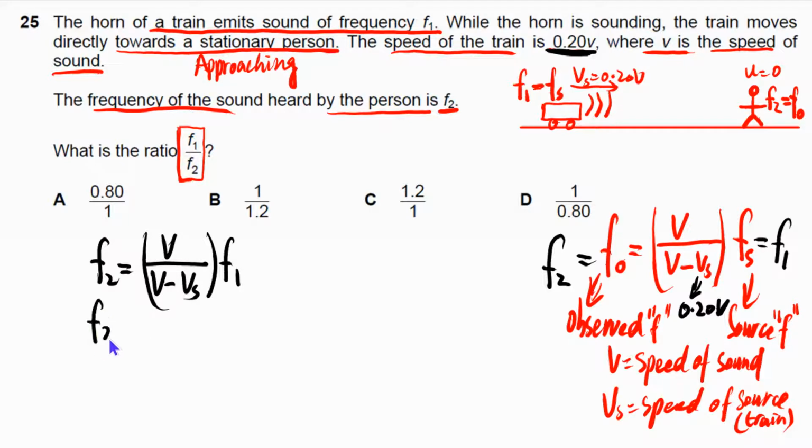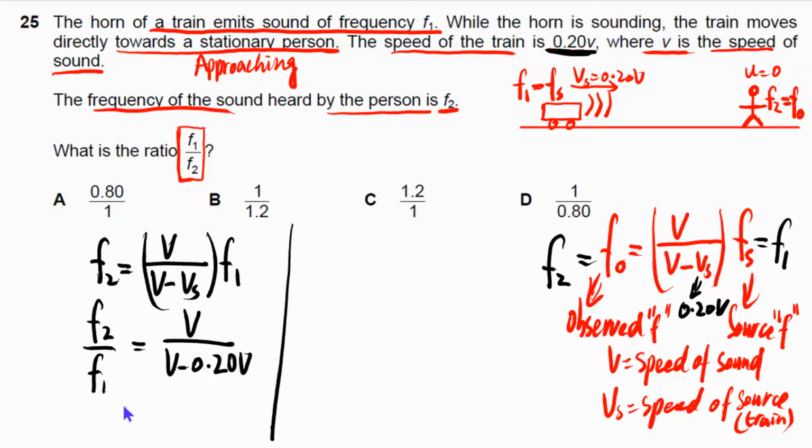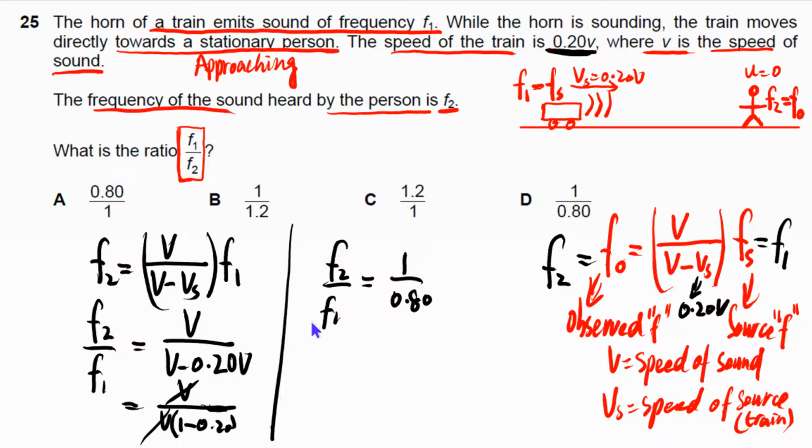We can rearrange this. We can write down f2 divided by f1. This is equal to v over v minus vs, which is v minus 0.20 times v. Now if we simplify this, we can take common v from here. We can write down 1 minus 0.20, and if we further simplify this, f2 over f1 is equal to v, we can cancel with v, so this is equal to 1 over 0.80. But this is not our final answer.